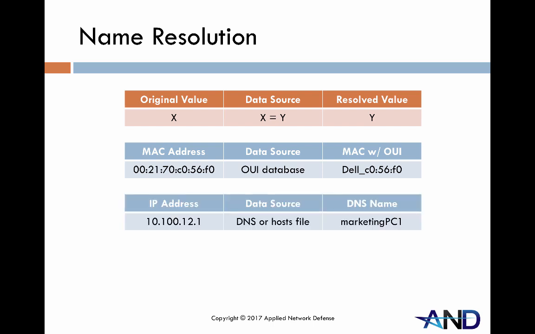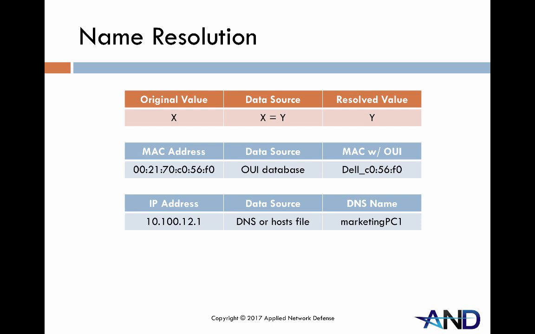Now, another type of name resolution, which we're all maybe a little bit more familiar with, are mapping IP addresses to DNS names. Most of you can probably remember 10.100.12.1, but you probably can't remember that if you're dealing with a packet capture in which dozens or hundreds of other IP addresses are present. It might be a little difficult to remember which system that is. Is that the marketing system or the sales system? Maybe it's the mail server, maybe it's the router, who knows?